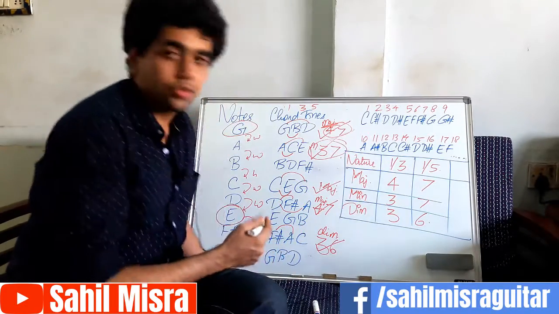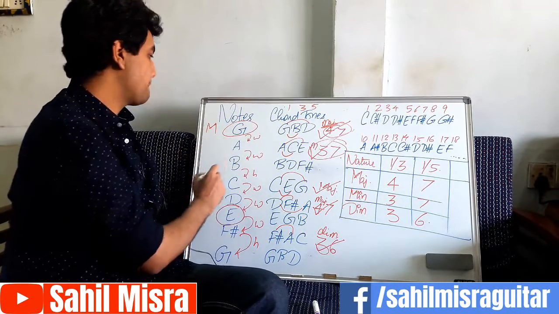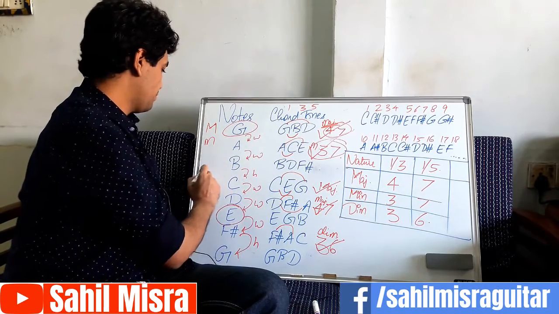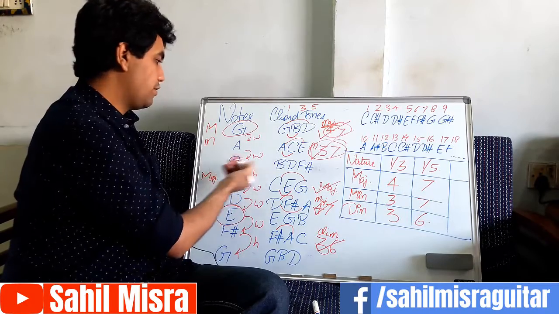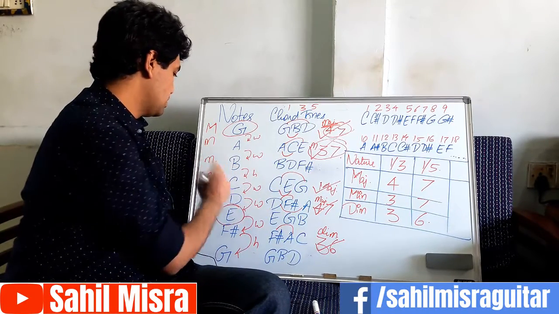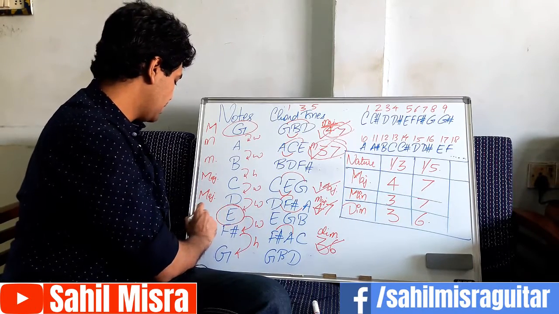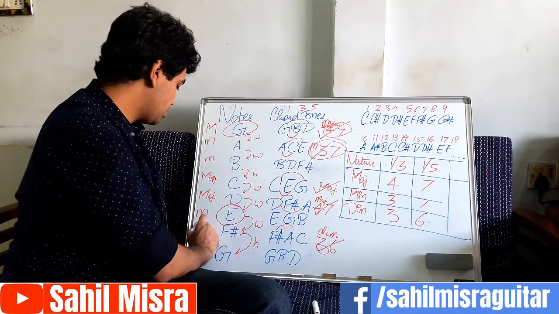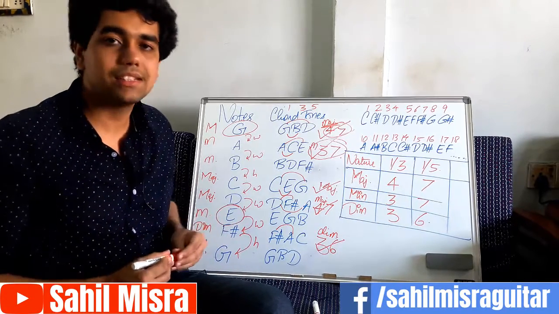So far we have the following chords. G is a major, A is a minor, C is a major, and for B I hope you've calculated and you should get a minor. Similarly, D is a major, E is a minor, F sharp is a diminished, and G is a major.